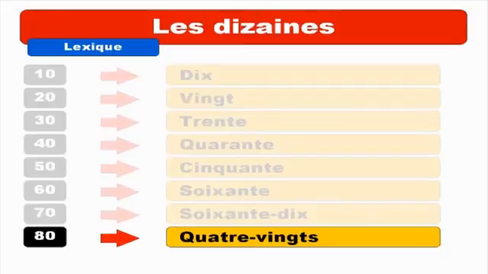Alright, so final S, T and G are not pronounced. Okay, and then remember that Q and U give you the sound K, so you get 80. Repeat.